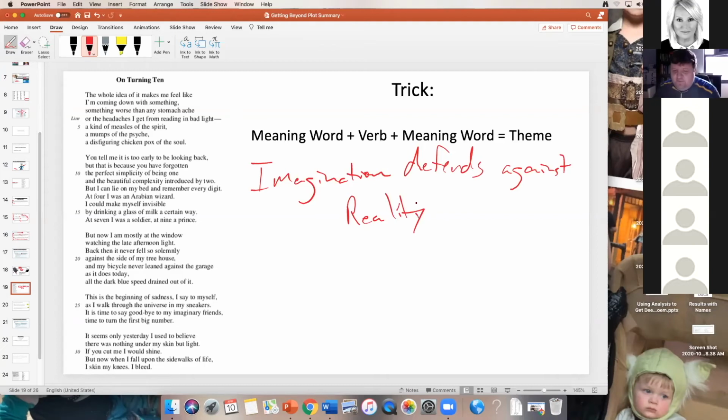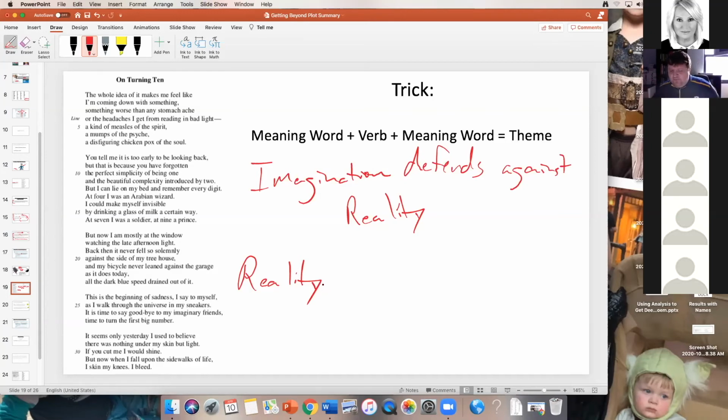Now, at the same time, here's how we know if this is debatable. If this is a good thesis statement, this isn't a thesis statement yet, but it will be soon. But if this is a good thesis, if this is a good interpretation, then the opposite will also be true. Let's flip it around. What does reality do to imagination in this poem? Reality does what to imagination? Imagination defends against reality. I think you can read this poem as reality is terrible. Imagination helps you deal with kind of the oppressive reality that's all around you. I think you can. That's a reading of this poem.